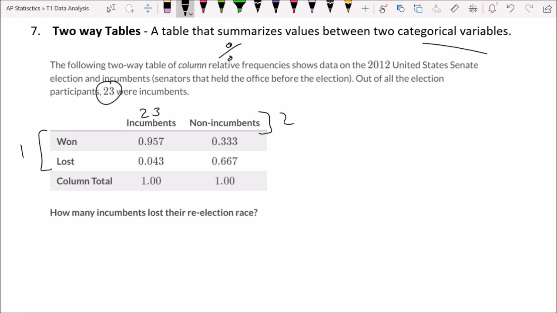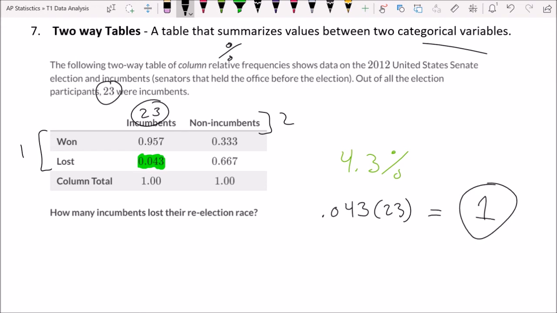Let's answer the question below. How many incumbents lost their re-election race? So incumbents lost. That's here in the table. But they didn't ask what the relative frequency was. They asked how many of them lost. So remember, that relative frequency is like a percentage. 0.043 is 4.3%. So we know that 4.3% lost. That's 4.3% of the 23 incumbents. So we're going to do 0.043 multiplied by 23, and that tells us that there was only one incumbent who lost.